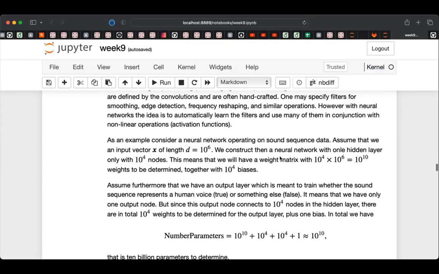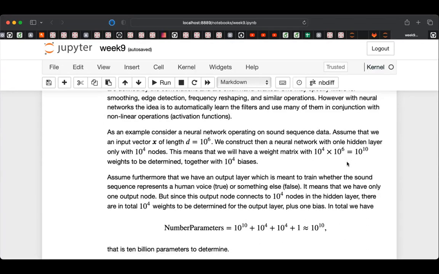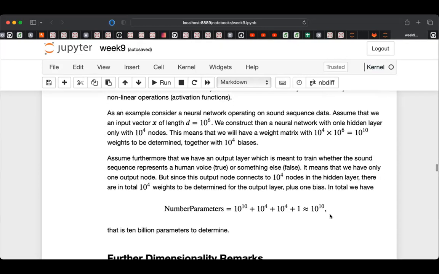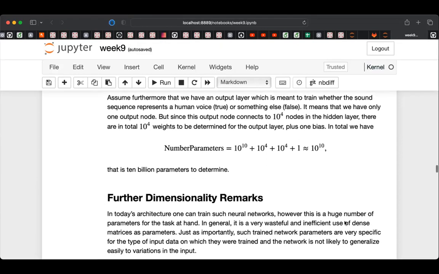And the example which we discussed last time was, if you have an input vector of a standard neural network on a sound sequence data, you could have an input vector of length 1 million, and you construct then a neural network with one hidden layer with 10,000 nodes. That means you would have something like 10^10 weights to be determined, together with 10^4 biases. So that means that the number of parameters is on the order of 10^10, even with such a shallow neural network.